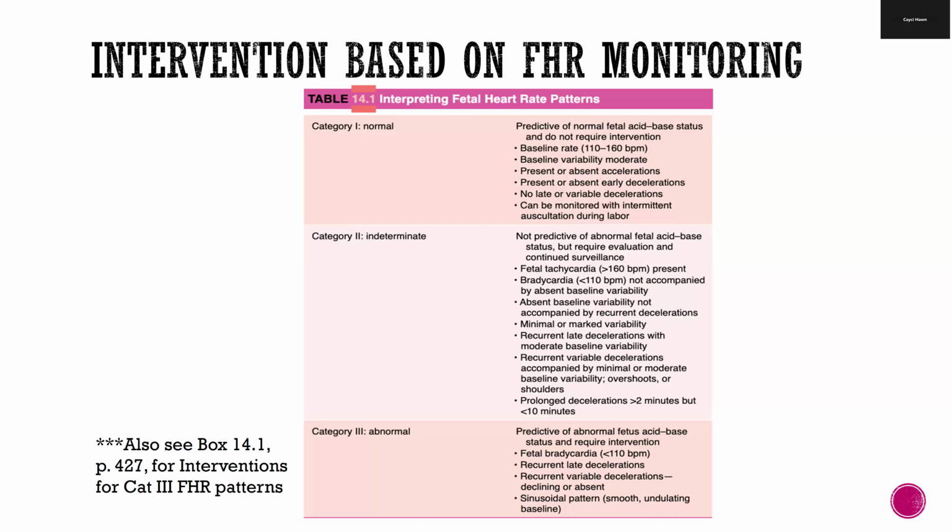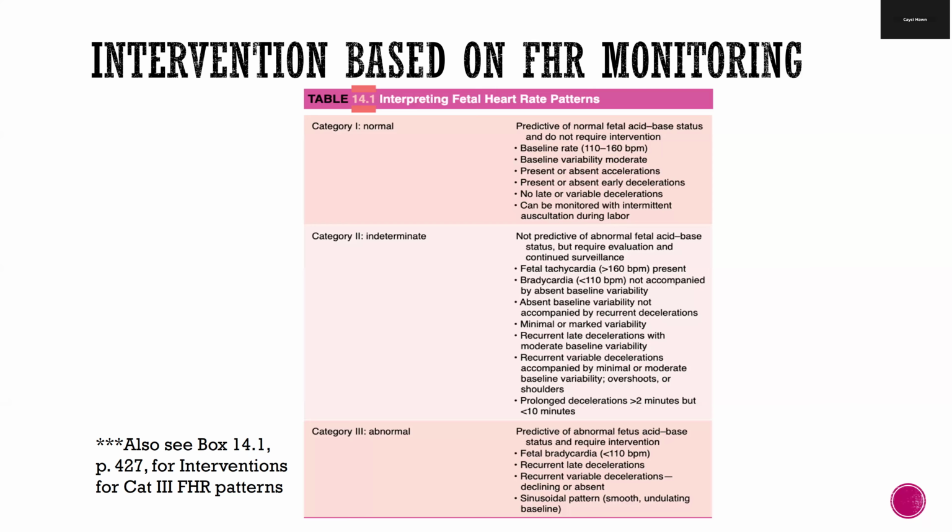We also can have minimal or moderate or marked variability, recurrent late decelerations with moderate baseline variability, recurrent variable decelerations with minimal or moderate baseline variability, overshoots or shoulders, and prolonged deceleration greater than 2 minutes but less than 10 minutes. So indeterminate, we're going to do a few things to help her out, like, for instance, turn her on her side or just reposition. Simple things like that.